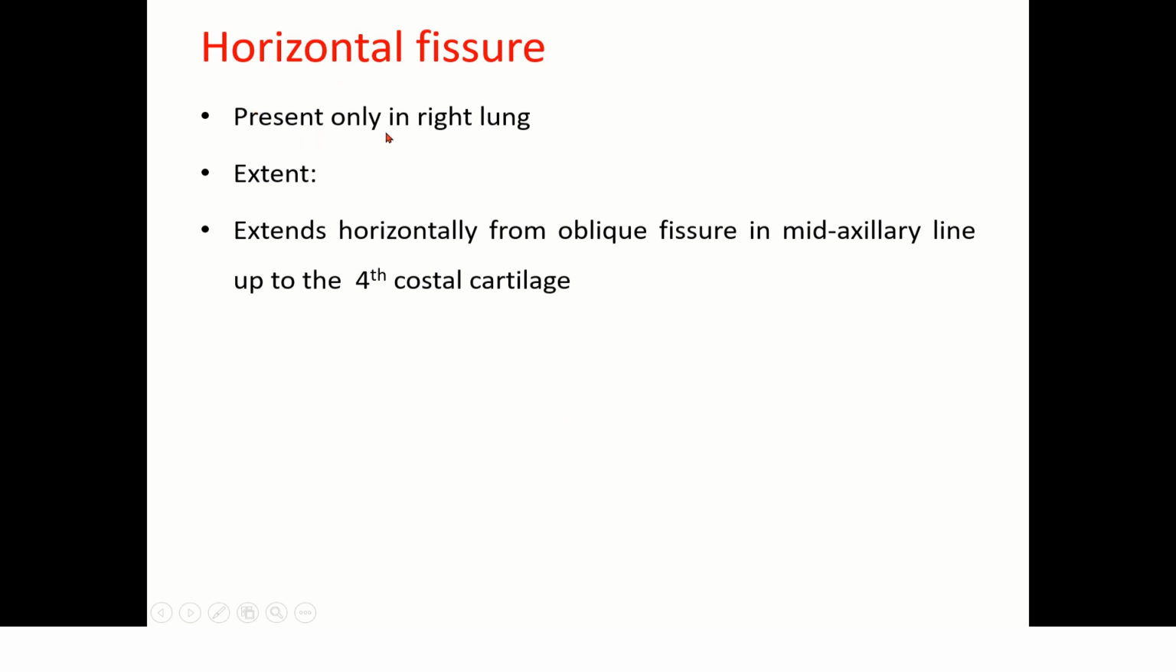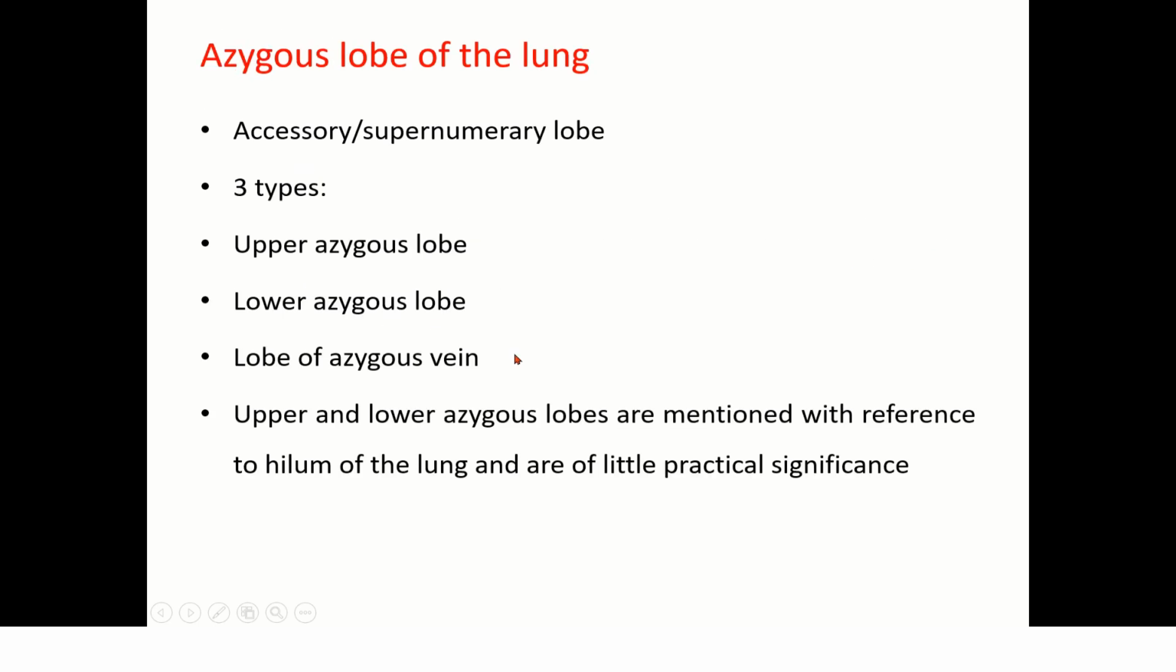Horizontal fissure is present only in the right lung. Extent: it extends horizontally from the oblique fissure in the mid-axillary line up to the fourth costal cartilage.